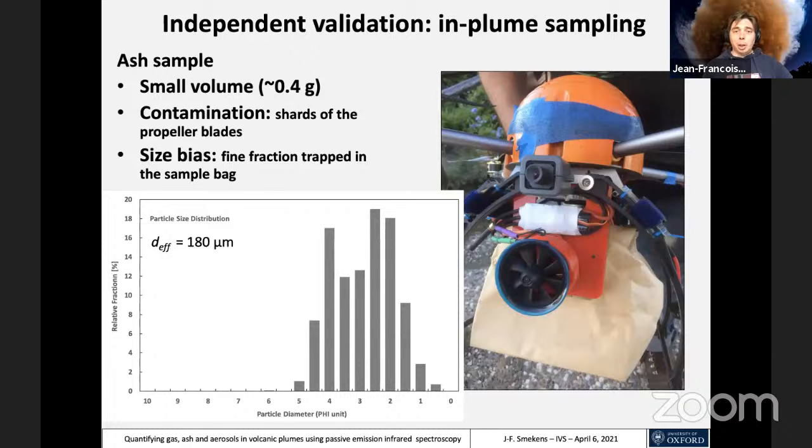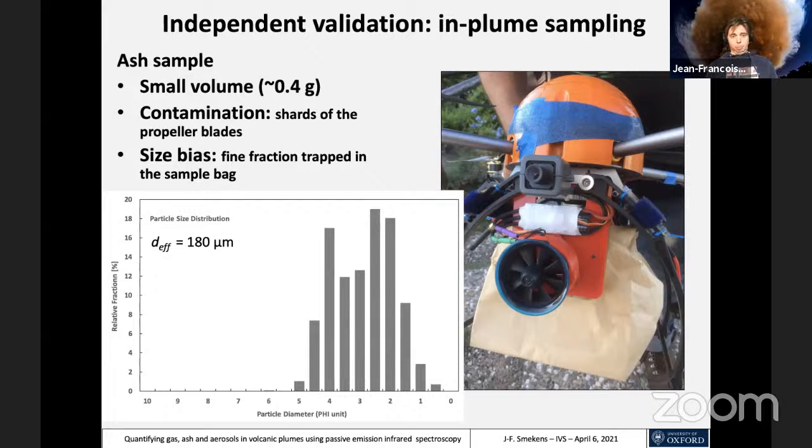So one thing that we also had was an independent validation. While we were doing those measurements, we also had in-plume sampling with a drone. We were only able to retrieve one small sample. It was contaminated by shards of propeller blades, and we definitely had a size bias where the fine fraction was trapped in the sample bag.